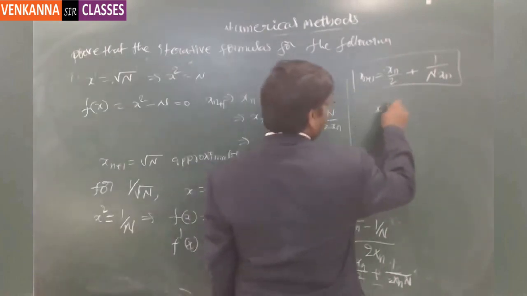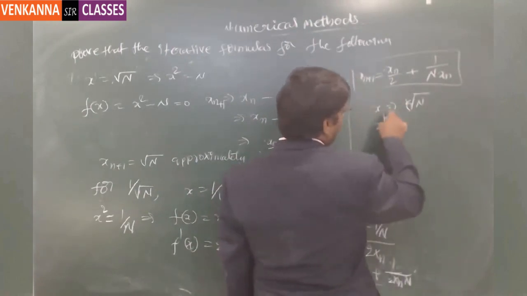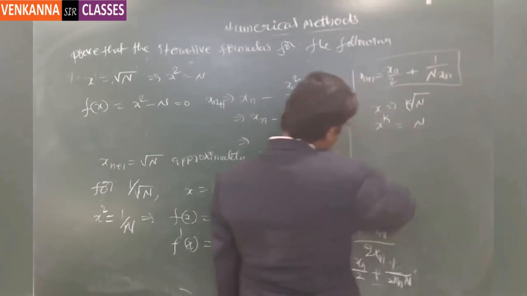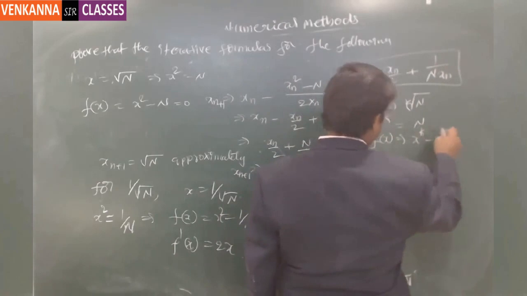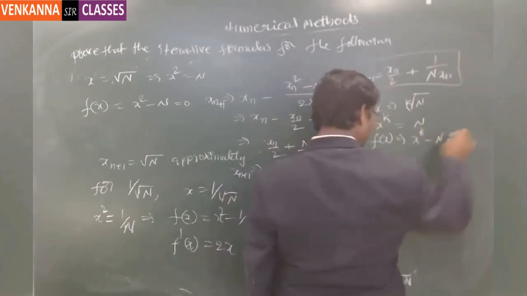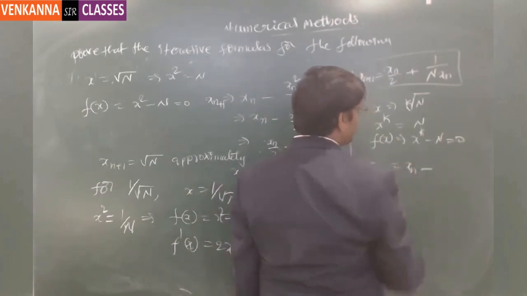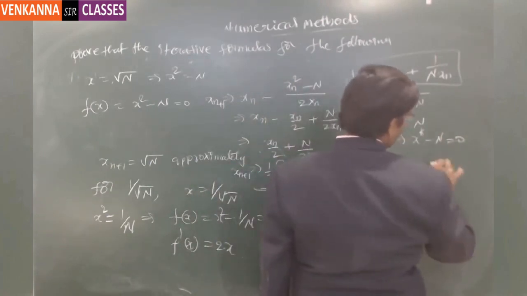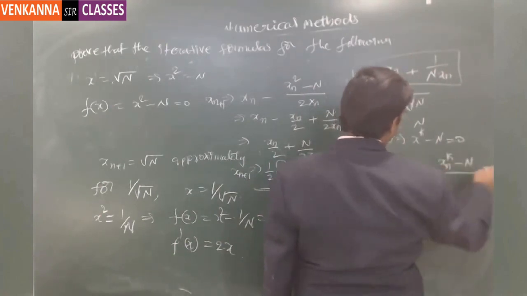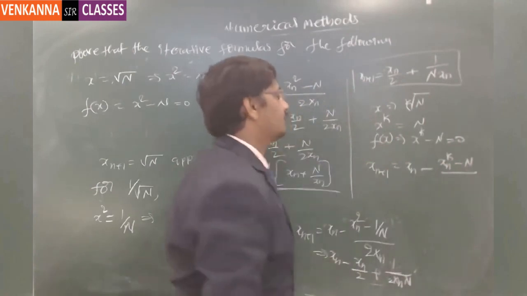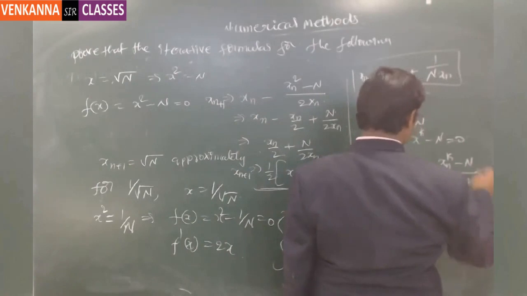So x is equal to kth root of n. If you take the power k on either side, this is going to be n, then f of x can be treated as x power k minus n, and this is going to be 0. And xn plus 1 is going to be xn minus f of xn, which is xn power k minus n, divided by the derivative of this function, which is k times xn power k minus 1. Got it?